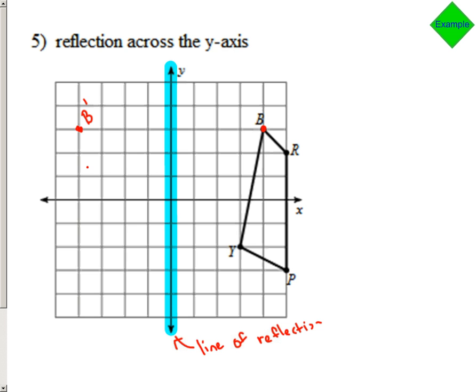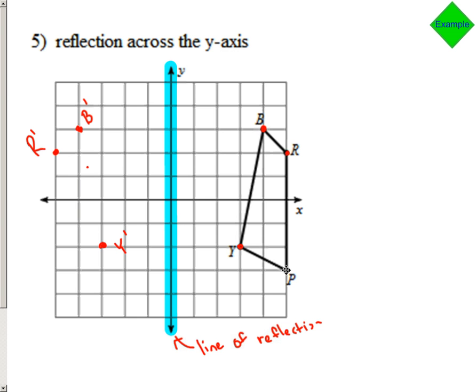Now, let's go through and do the same thing with R. If you notice, R is 5 units away from the line of reflection. 1, 2, 3, 4, 5. So now we count the other way. 1, 2, 3, 4, 5. And this becomes R prime. And then you start to be able to speed up after you get the hang of it. Let's look at Y. That is 1, 2, 3 units away. So 1, 2, 3 units away on the other side.